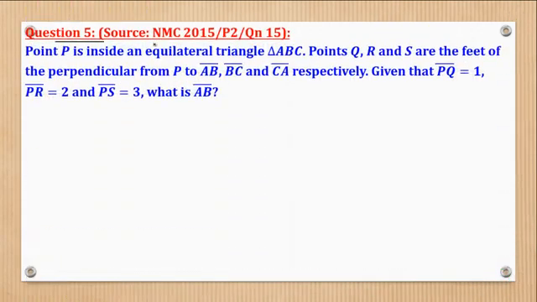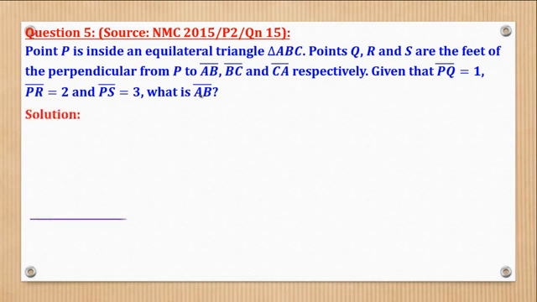Question 5 came from National Math Contest of 2015, Paper 2, question 15, and says, point P is inside an equilateral triangle ABC. Points Q, R, and S are the feet of the perpendiculars from P to AB, to BC and to CA, respectively. Given that PQ is 1, PR is 2, and PS is 3, what is AB?